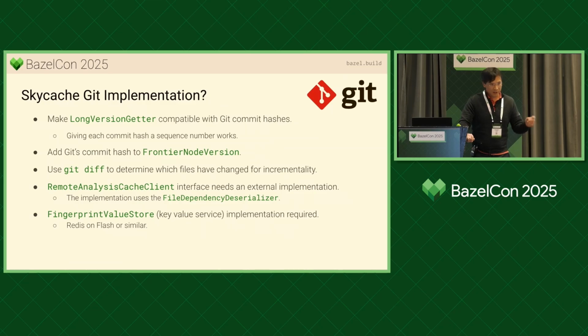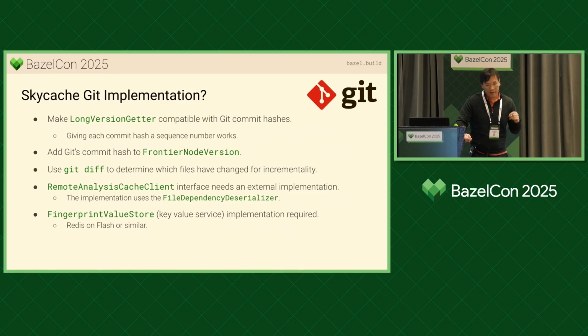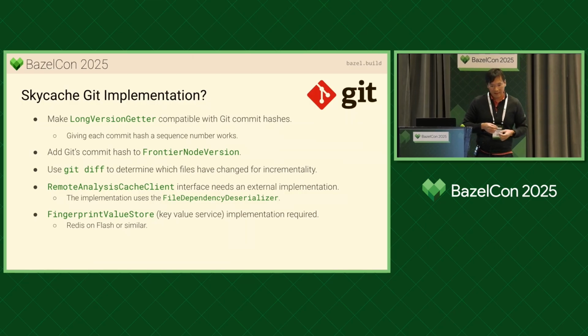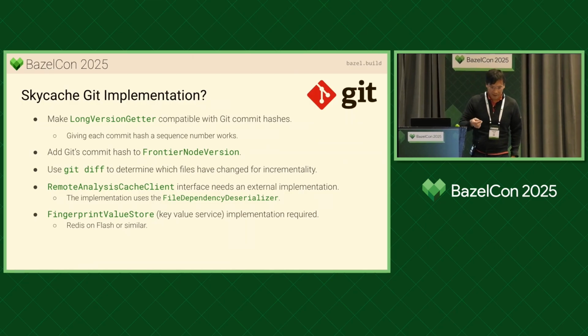You'd have to give each git commit hash an index, and then you can use git diff to find the files that have changed. If you recall how the incrementality algorithm compares the set of changed files to the set of dependencies, you can get that out of Git as well.